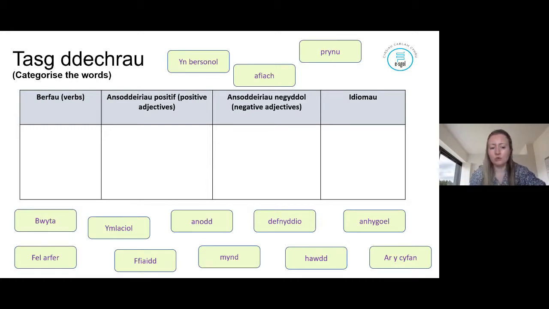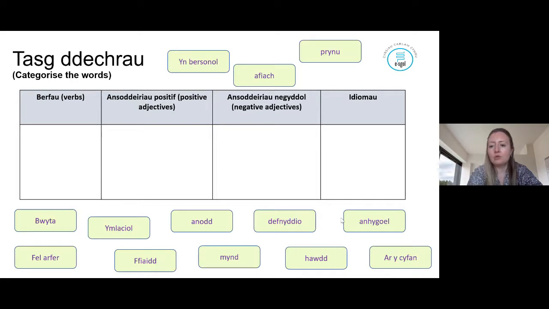So we've got unbersonol, personally. We've got afiach, which is unhealthy. We've got prynu, to buy. We've got bwyta, to eat. Ymlaciol, relaxing. Fel arfer, ffiaidd. We've got anodd. We've got mynd. Defnyddio, hawdd. Anhygoel, ac yn olaf wedyn ar y cyfan.